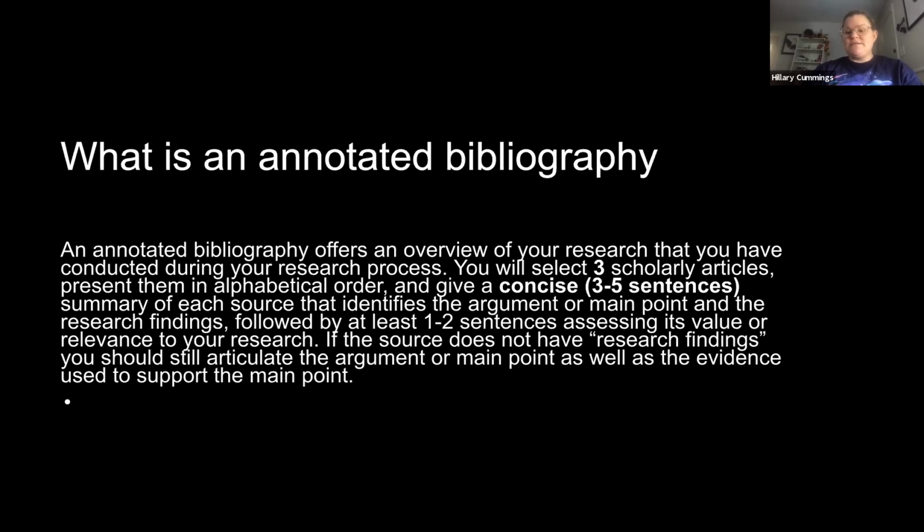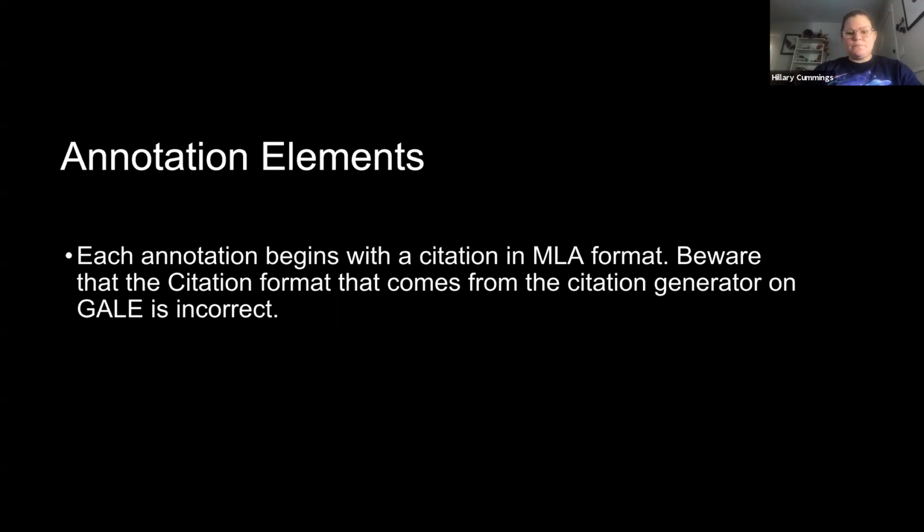So 3 to 5 sentences is a concise summary, and then 1 to 2 sentences assessing its value or relevance to your research. If you only write 2 sentences, then that's not going to grant you the full credit that you deserve. So make sure that you follow these directions and that you write a minimum of 3 sentences of summary, and then at least 1 sentence that says if you're going to be able to use this for your research.